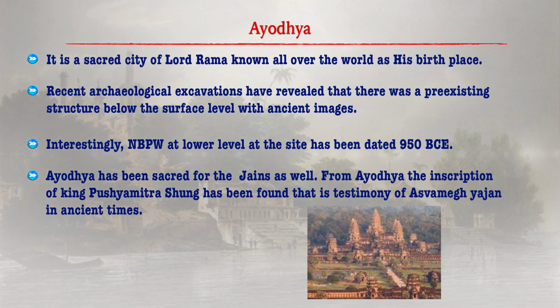Ayodhya has been sacred for the Jain community as well. From Ayodhya, the inscription of King Pushyamitra Shunga of Magadha has been found, and that is a testimony of the ancient practice and ancient tradition of Ashwamedha Yagya. Ayodhya was ruled for several years by the Mitra rulers. An inscription of King Govind Chandra Gahadwal, inscribed in the name of Saket Mandaladhipati, named Setu Bandh, confirms the existence of a Vishnu shrine at this place.